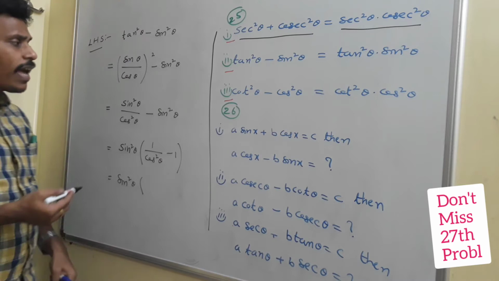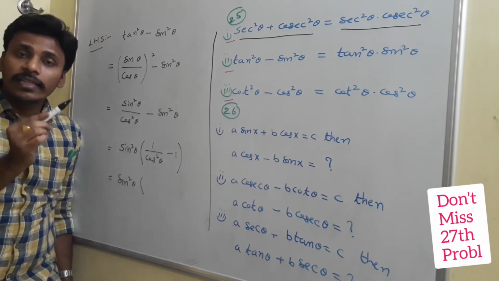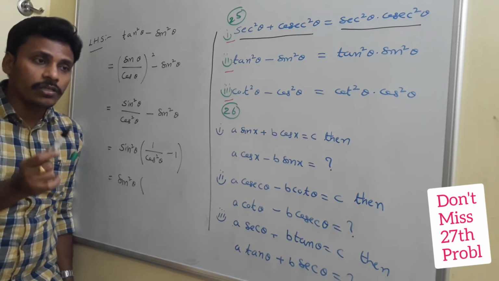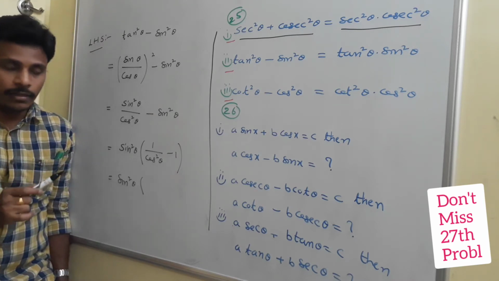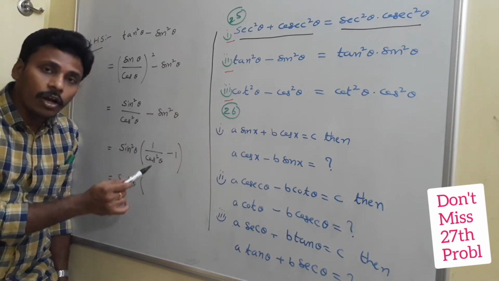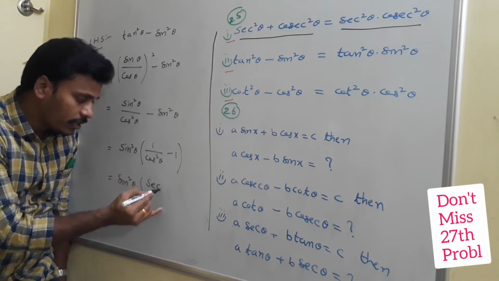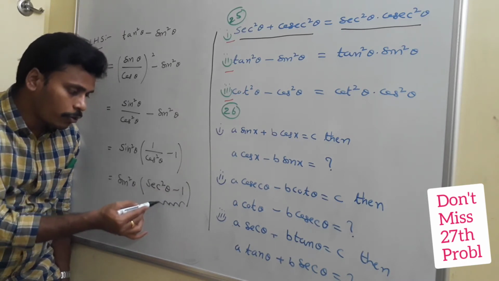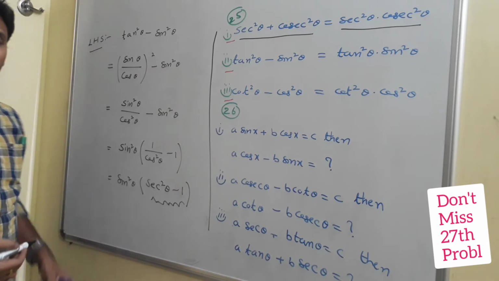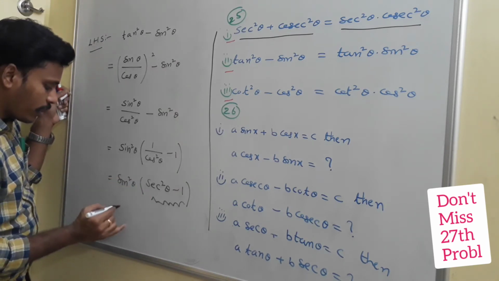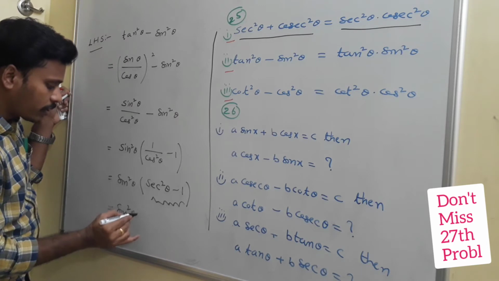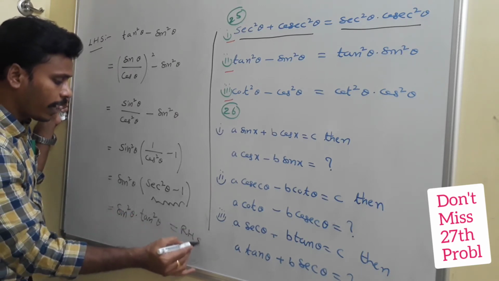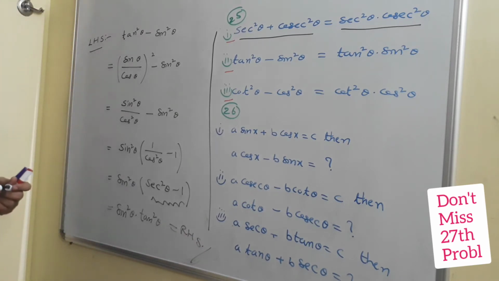We have another identity that secant theta into cos theta is equal to 1. Secant theta and cos theta are reciprocals of one another. With that idea, this 1 by cos square theta can be written as secant square theta, minus 1. And what do you say about this secant square theta minus 1? I say that this is tan square theta. So this is equal to sin square theta into tan square theta, which is our required right hand side. Have a look at this once again.